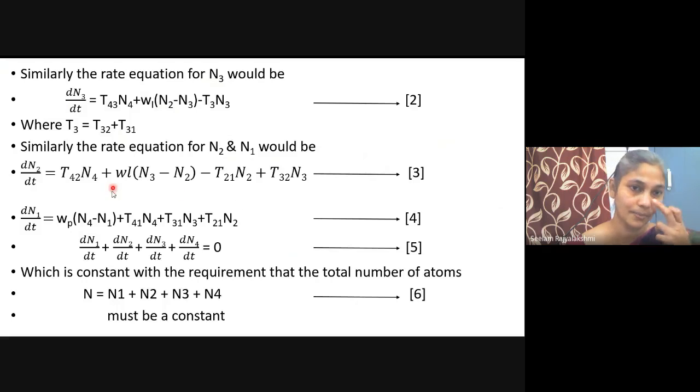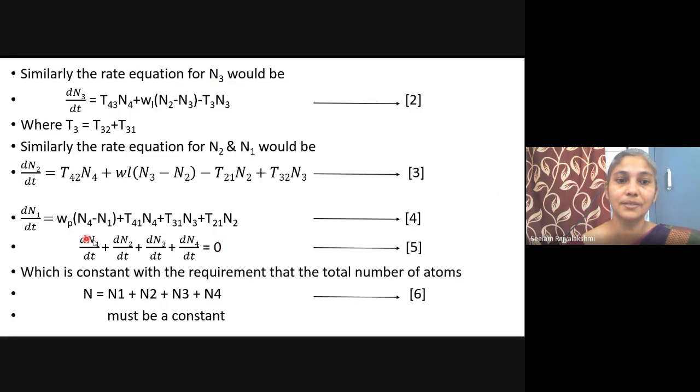So here omega L represents the energy levels between level 3 and level 2. So rate of change of population in level 1, dN1 by dt, equals omega p (N4 minus N1) plus T41 N4 plus T31 N3 plus T21 N2. This is equation number 4.